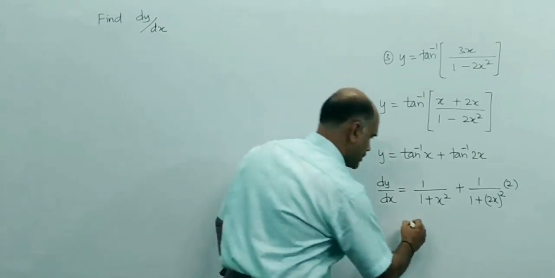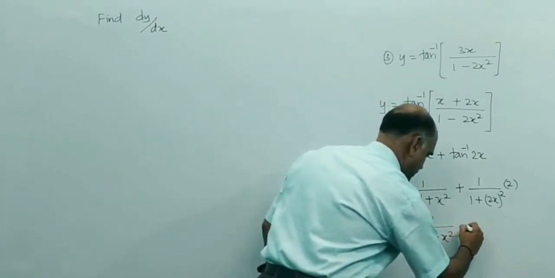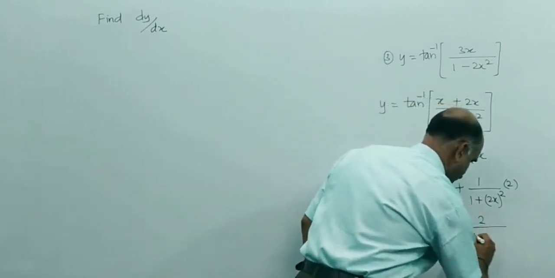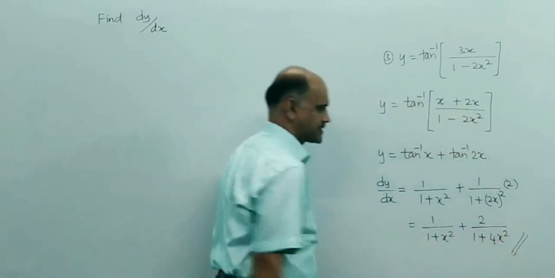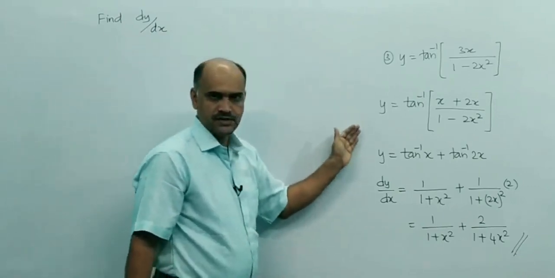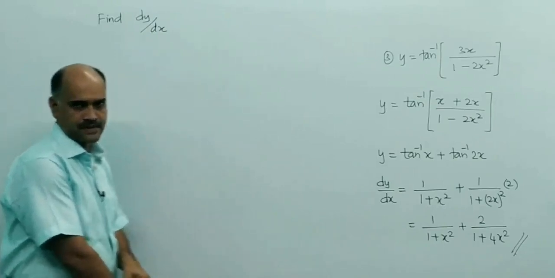So you'll have this equal to 1 by 1 plus x square plus 2 divided by 1 plus 4x square. This is the answer: 2 by 1 plus 4x square. Clear, students? So in 2 marks you will be having such problems.